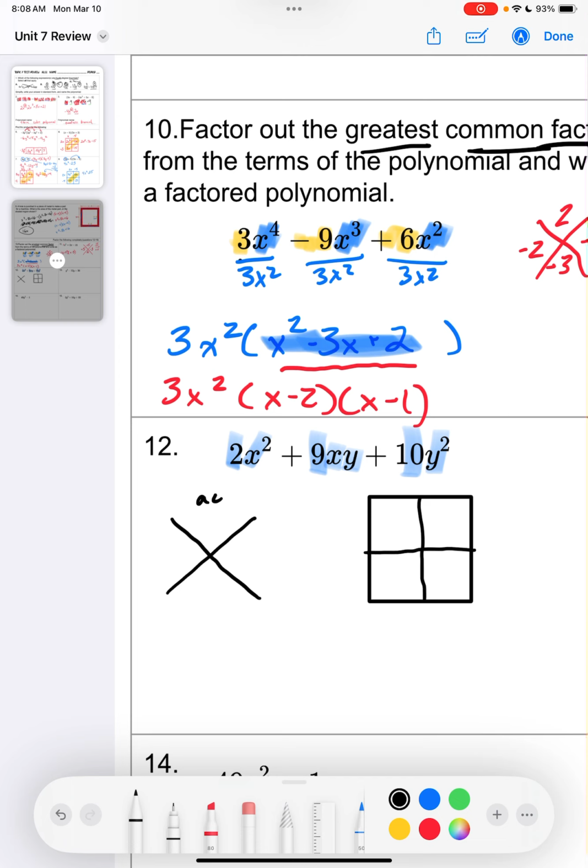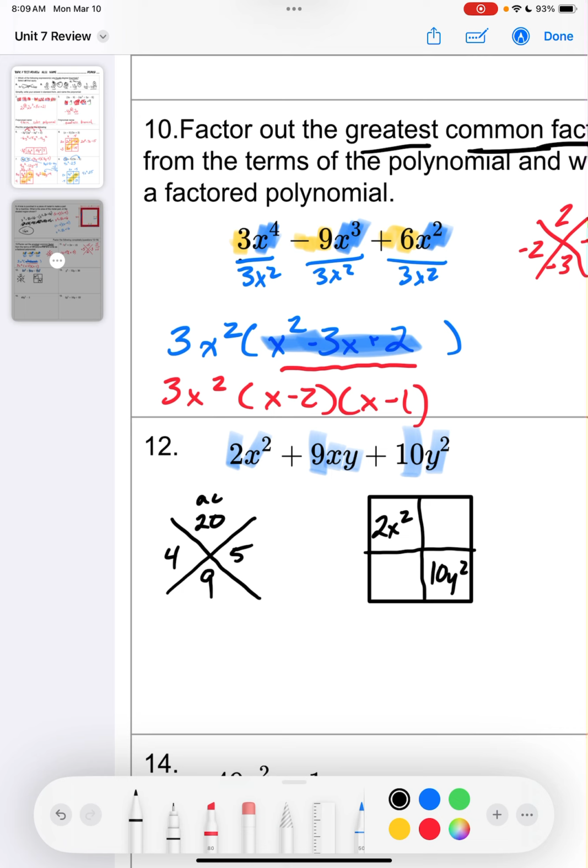So remember, the top is going to be AC or 20. The bottom is B or 9. The inside of the box is going to be 2x squared. The bottom right corner will be 10y squared. We'll talk about that y squared in a second, how we fix that. So I need 2 numbers that multiply to 20 that add to 9. I'm thinking that's 4 and 5.